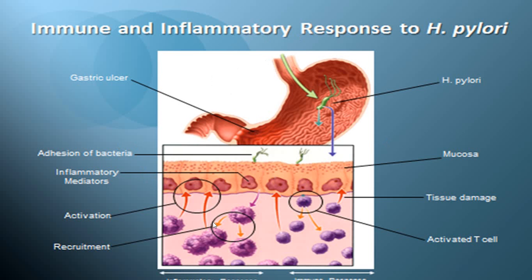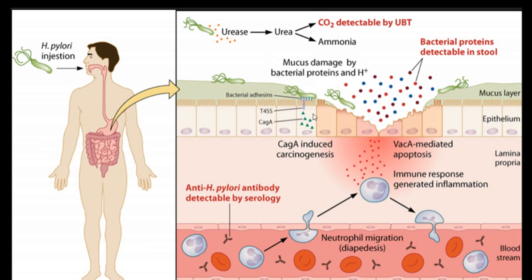And this is a complicated slide showing the different responses at the level of mucosa, tissue damage, T cell activation, recruitment, etc., and inflammatory mediator release. There are many other slides. This one also shows that urease enzyme will convert urea into CO2 and ammonia, and that will raise the pH. There will be bacterial protein which can be detected in the stool as a positive antigen test. There will be CagA induced carcinogenesis. There is VacA mediated apoptosis. There are other factors which give rise to infection: bacterial adhesions, damage to the mucosal layer, immune response, etc.